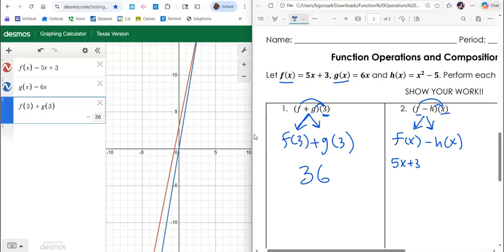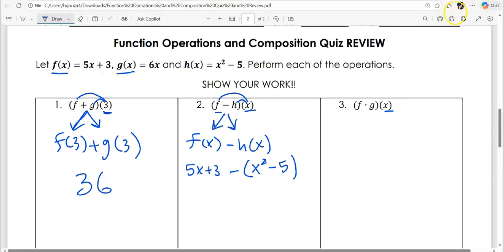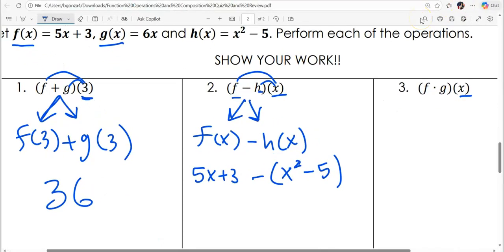And please be careful. This is a minus, right? And then minus, and then what's h of x? x squared minus 5. Oh, I plugged it in right here, look. But that's because there was a 3 there. This has an x, so you're not going to type it into Desmos. You got to write it out.